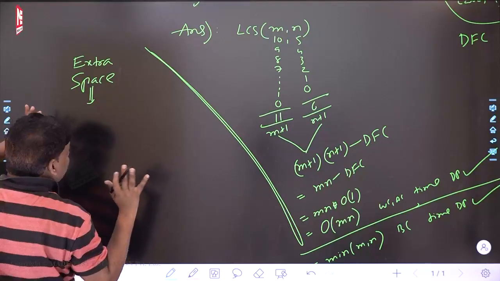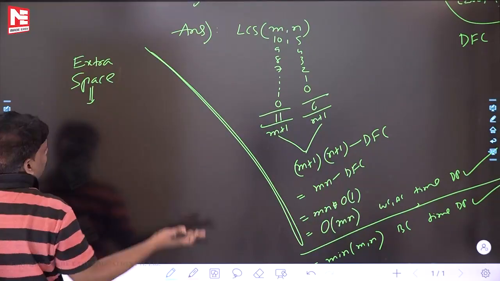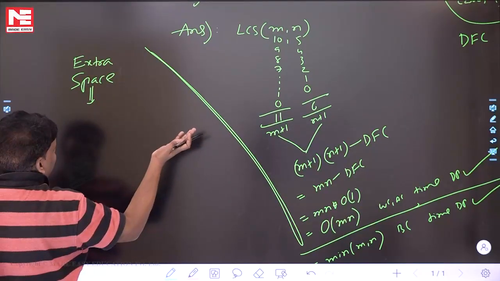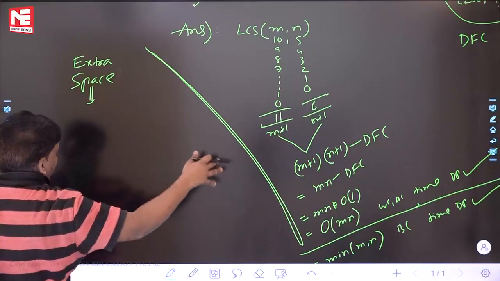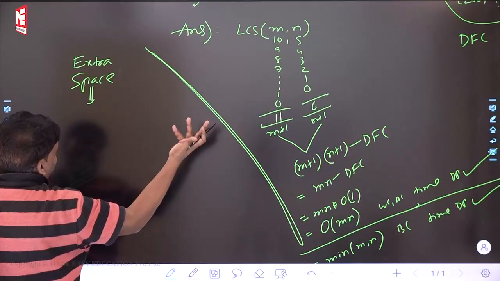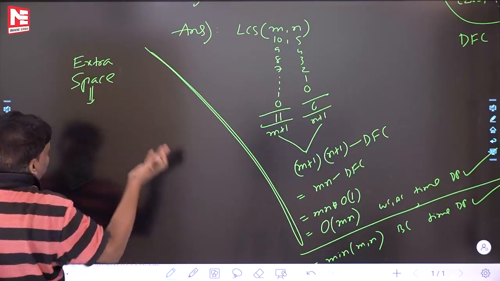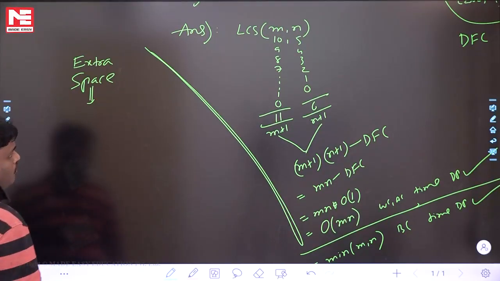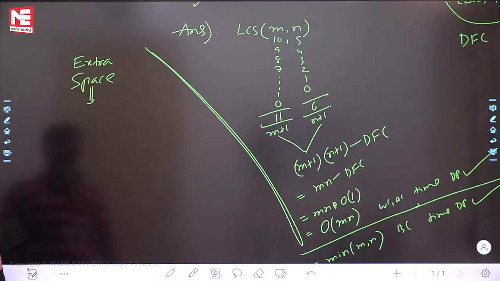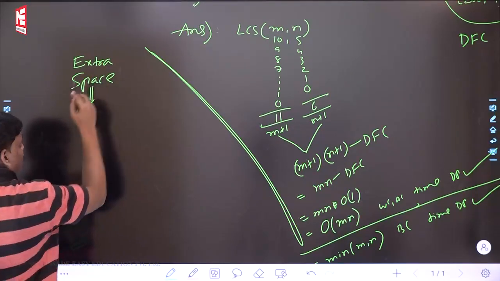Extra space means normally extra space only. When you are comparing algorithms, normally we compare extra space only, because the input is the same anyhow. From algorithm to algorithm, based on the way of writing, the extra space keeps on changing. So using dynamic programming, what is the extra space? Please be careful.